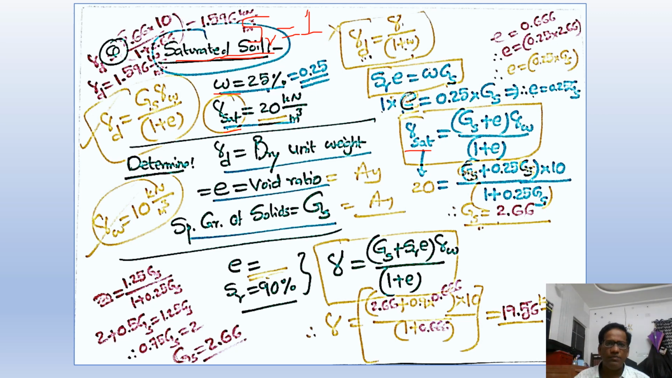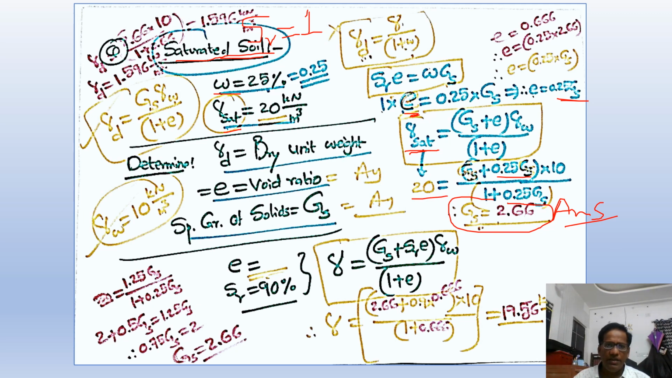We know the relationship between Se, w and Gs. Here S is 1, and e is equal to the water content, which is given as 0.25, times Gs. So now what we need is e, and e is equal to 0.25 Gs. Let us substitute that. From that we can calculate Gs as 2.66. This is one of the answers we are expecting. Gs means specific gravity of solids, and gamma saturated, the unit weight of soil, is clearly given as 20 kilonewton per meter cube.